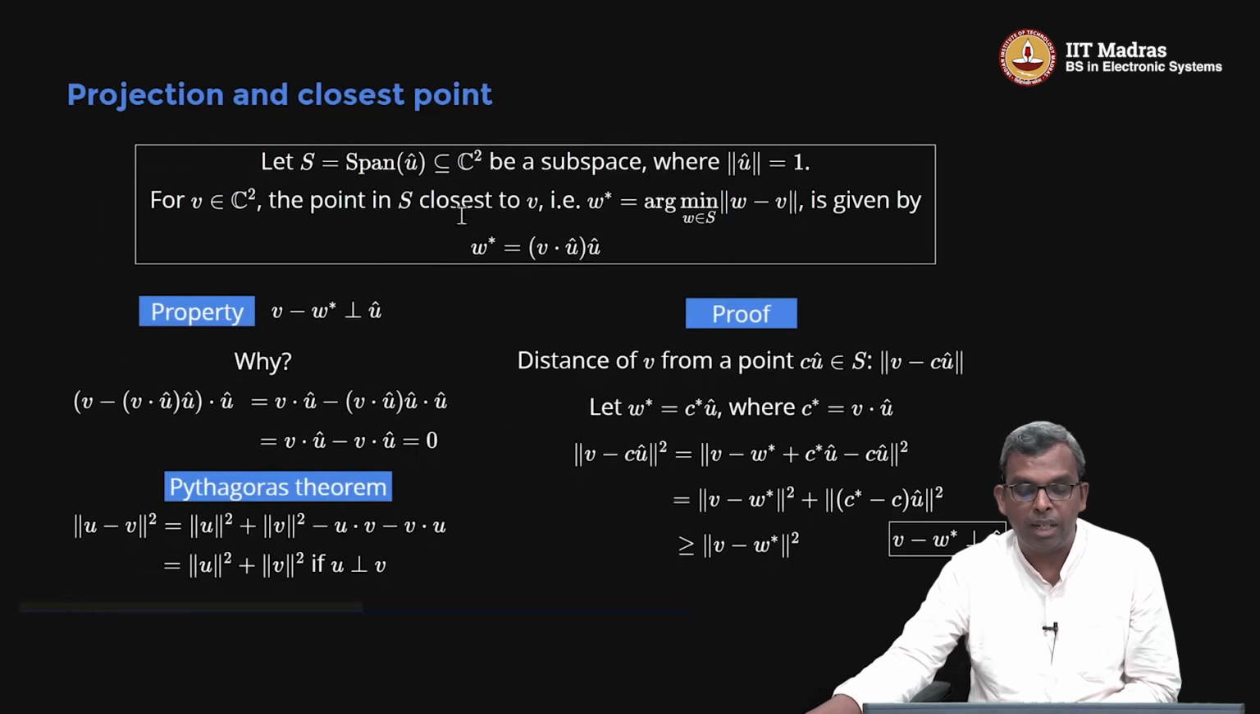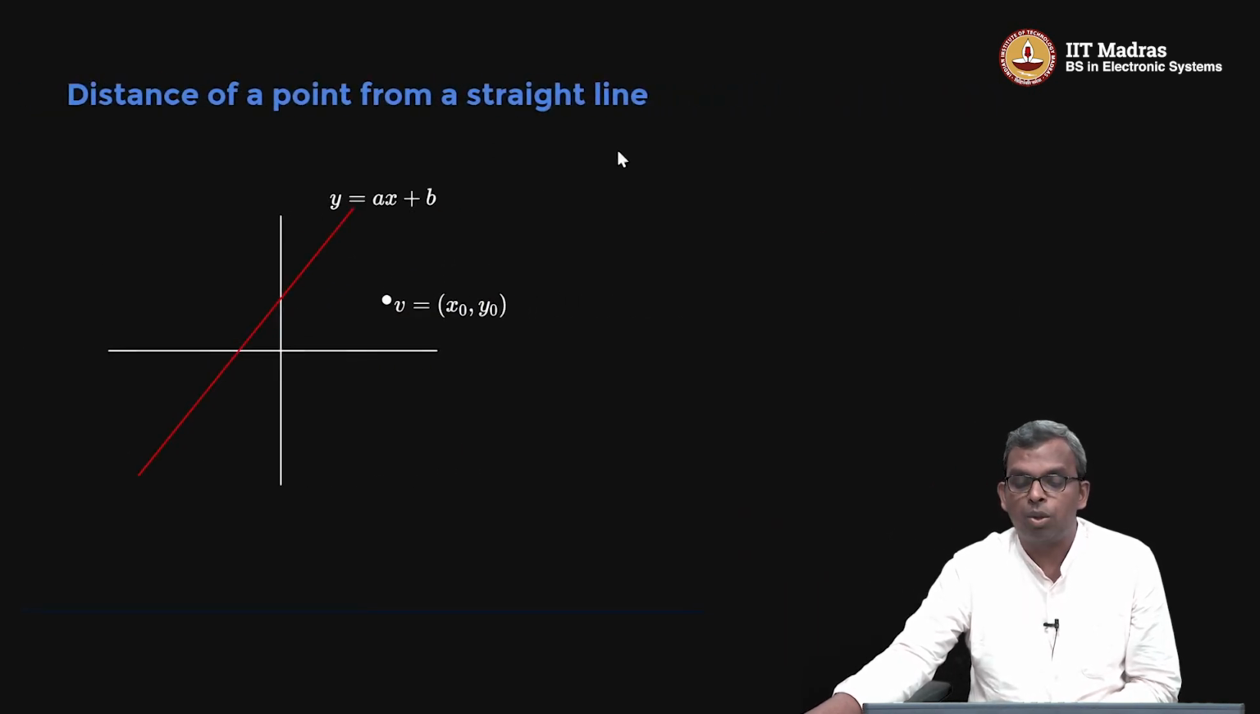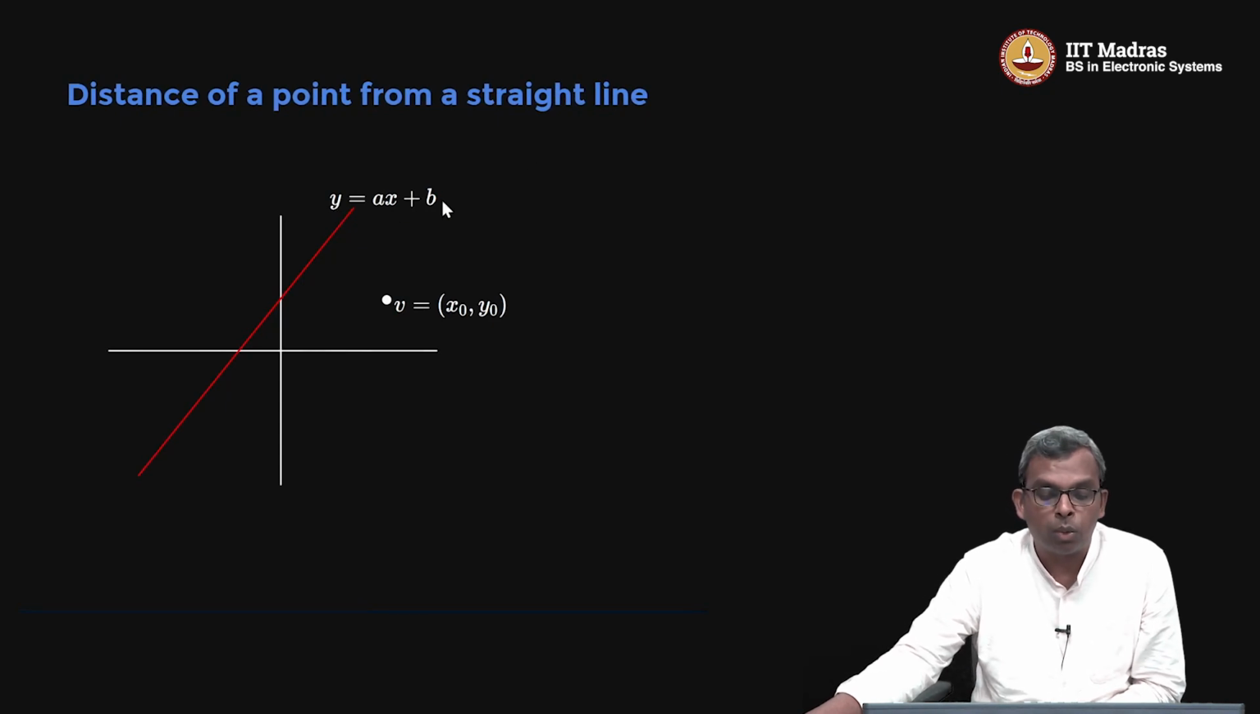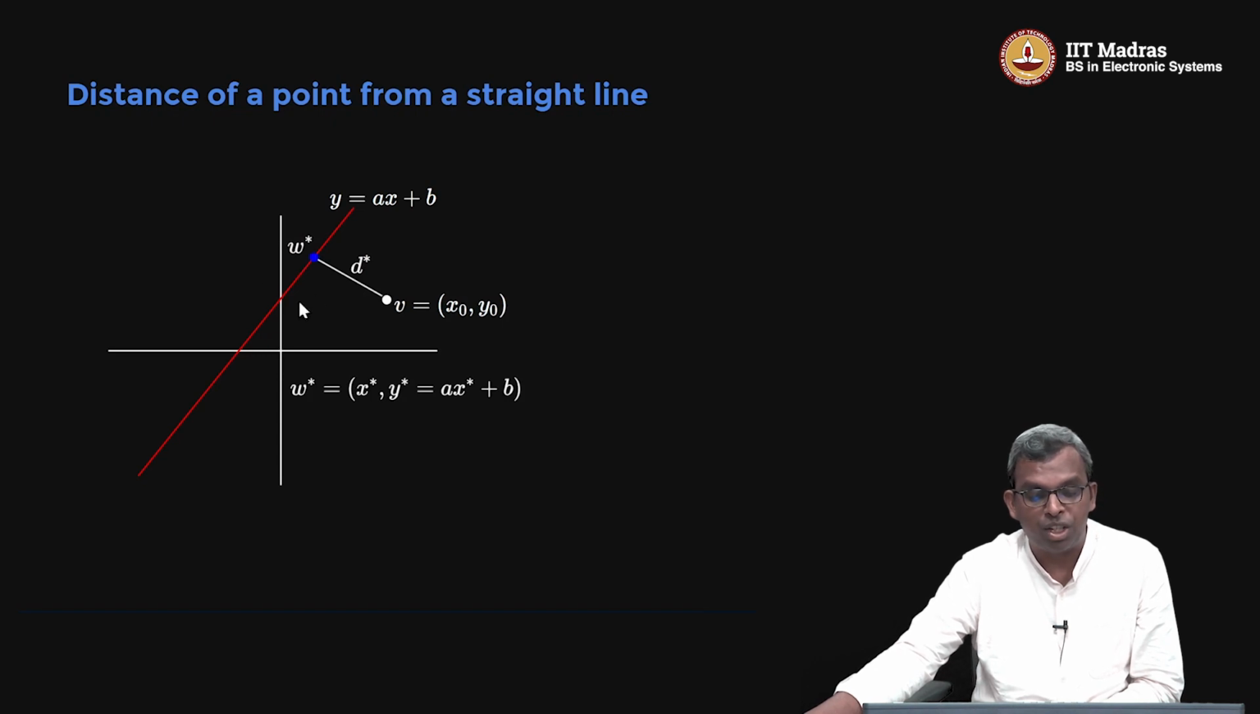So here we had only a straight line going through the origin, right? What if you don't have a straight line through the origin in R2? What if you have y equals ax plus b, and I have a V which is x naught, y naught? What is the distance between here and here? I know I have to draw the perpendicular, but how do you use the orthogonality principle? So here is the definition as such. I want to find a W star such that this guy is closest. That's what I want to find.